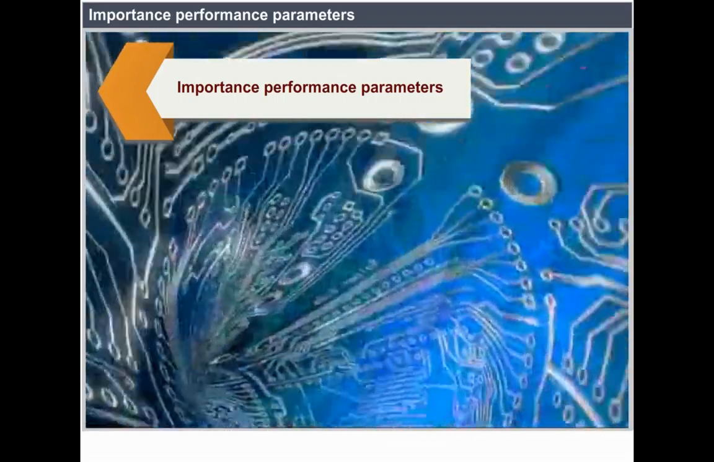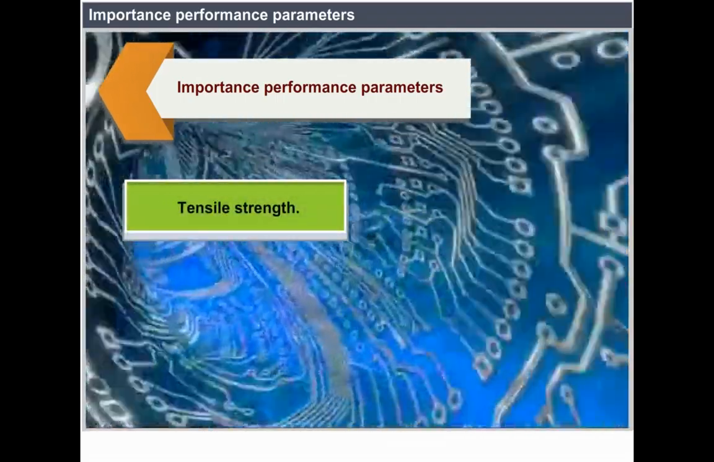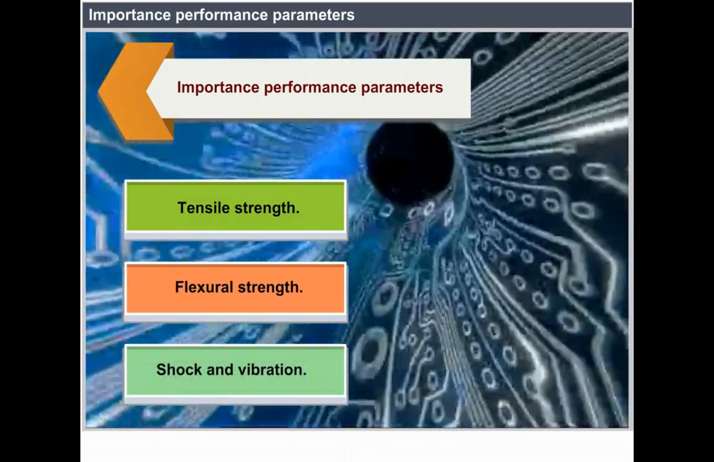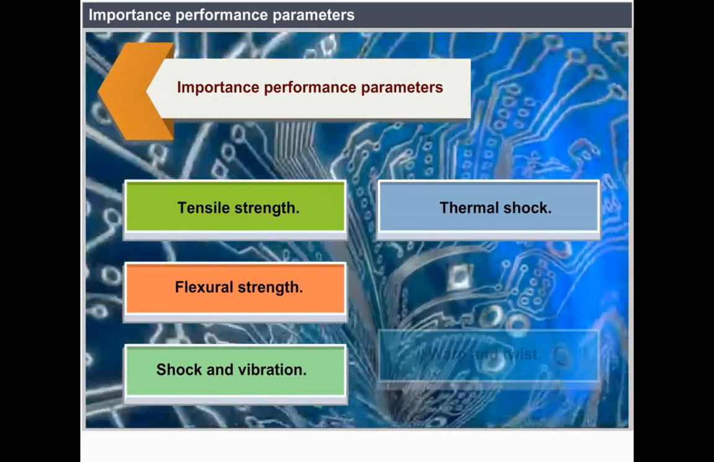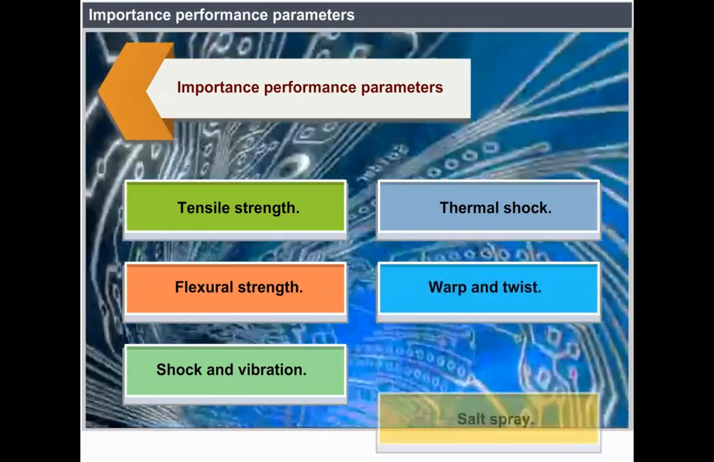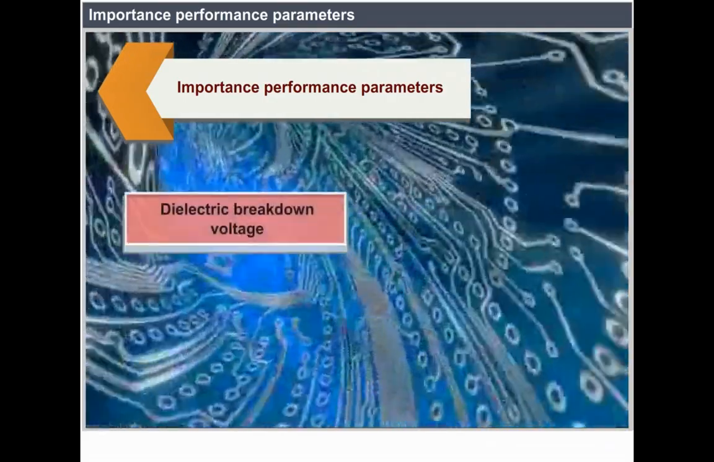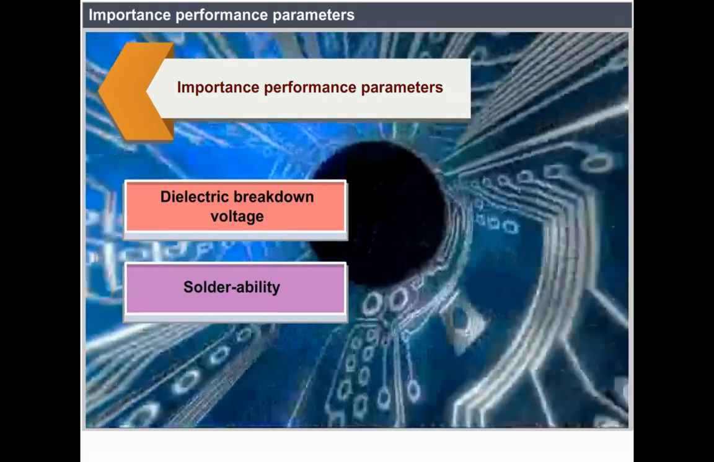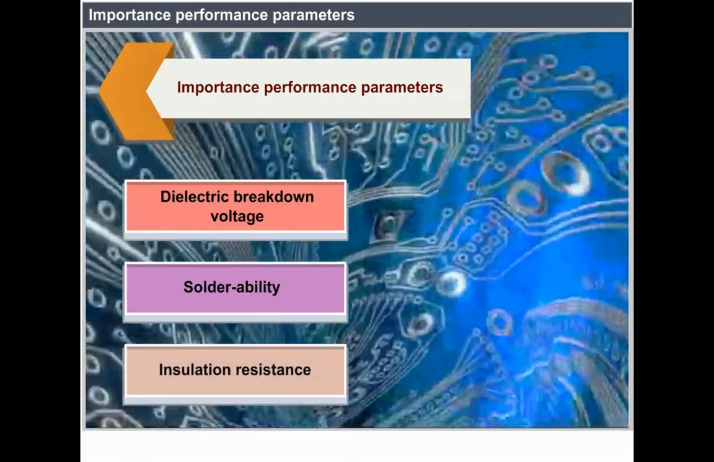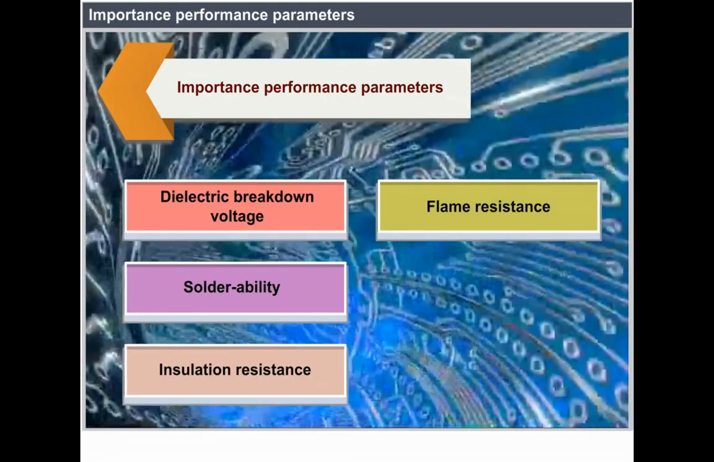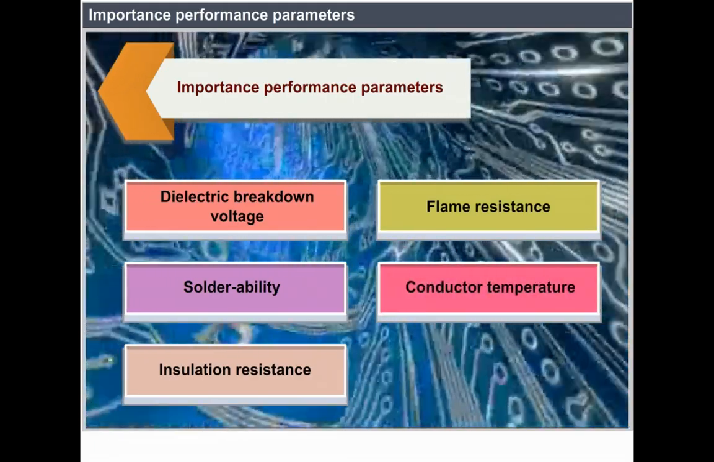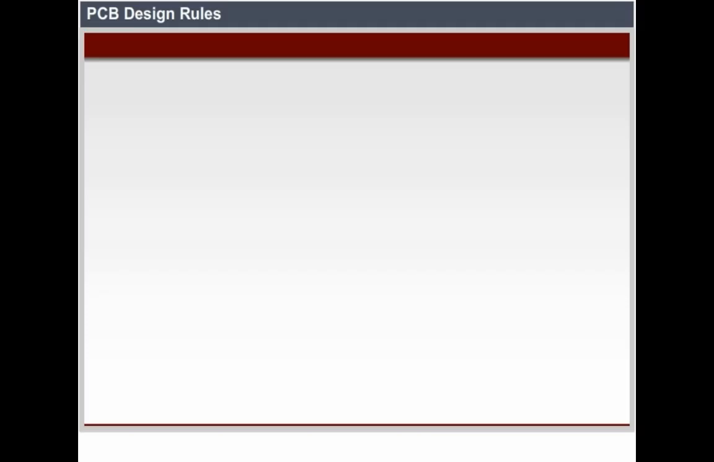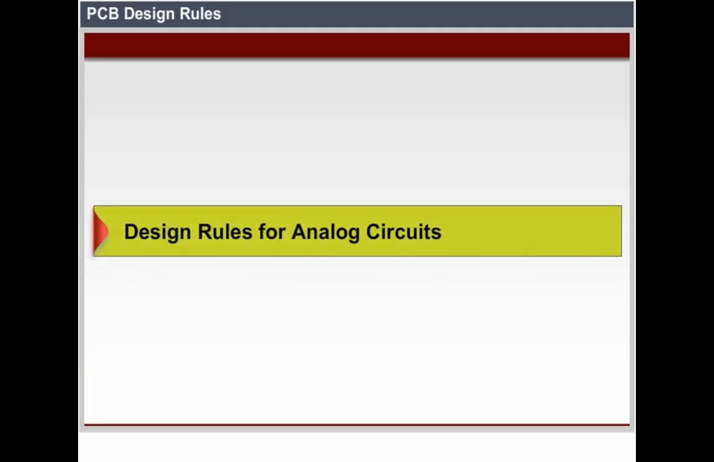Important performance parameters: tensile strength, flexural strength, shock and vibration, thermal shock, warp and twist, salt spray, dielectric breakdown voltage, solderability, insulation resistance, flame resistance, conductor temperature, high altitude considerations. PCB design rules. Design rules for analog circuits.